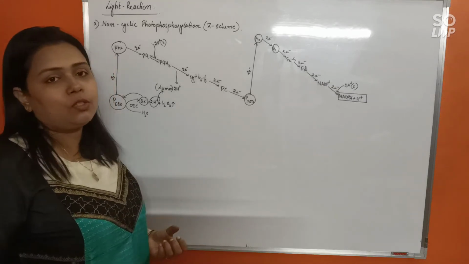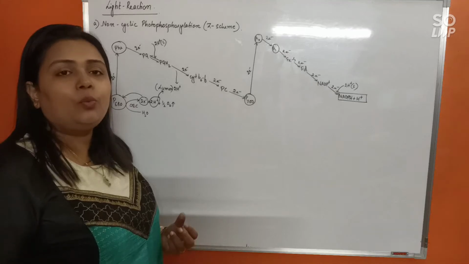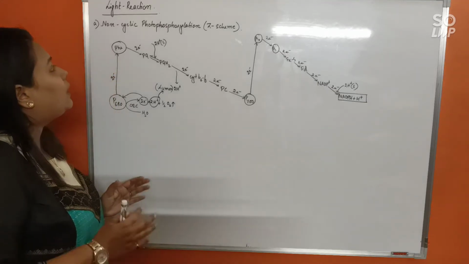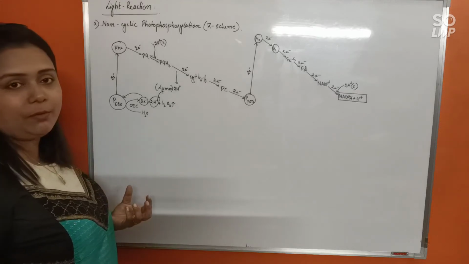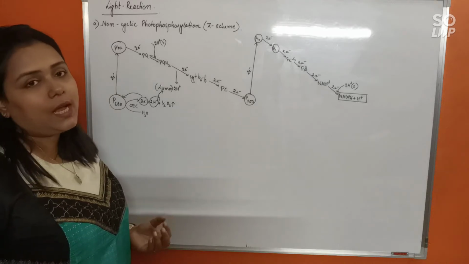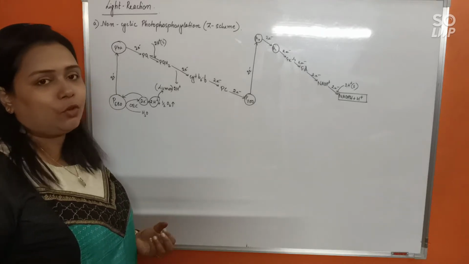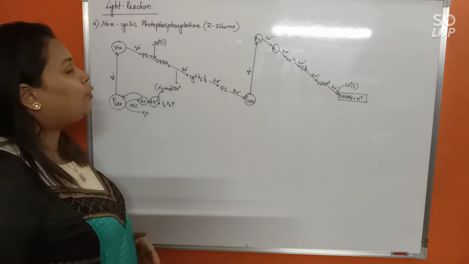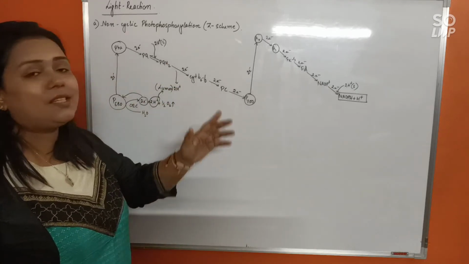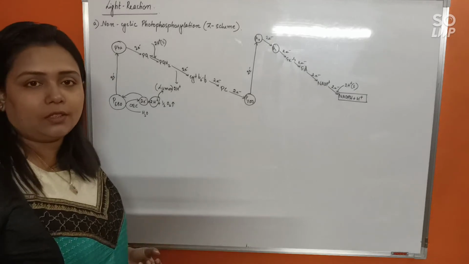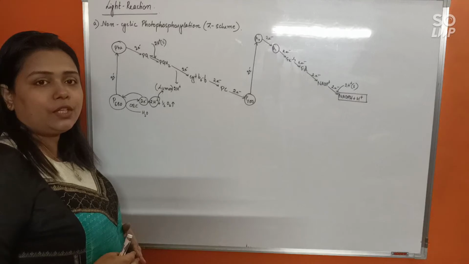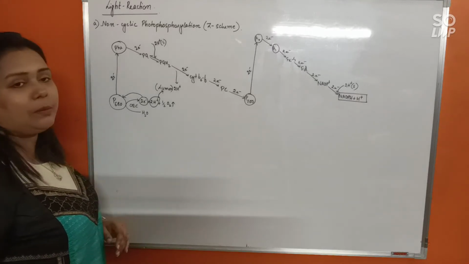Light reaction is also known as Hill's reaction. We can also call it the photochemical phase. Here we are going to discuss two types of mechanisms: non-cyclic photophosphorylation and cyclic photophosphorylation. Non-cyclic photophosphorylation is also known as the Z scheme because of the zigzag pattern in which it occurs. Non-cyclic photophosphorylation takes into account both PS1 and PS2.